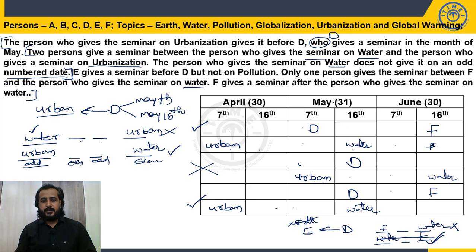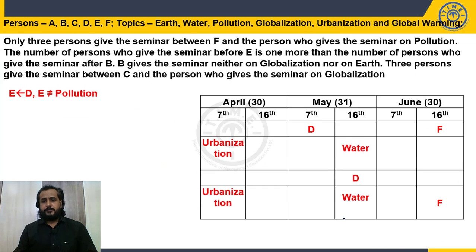So whom are we able to fix? D, urbanization, water and F in both the cases, but we are unable to fix E. E is before D. So many possibilities are there. Don't go for that many possibilities. Clear? Okay. I'll give the clear picture of this in the next slide. Now, urbanization, D, water, F, urbanization, D, water, F. These are the 2 possibilities that we have. D is one of these, May 7th or May 16th. And E will be before D.